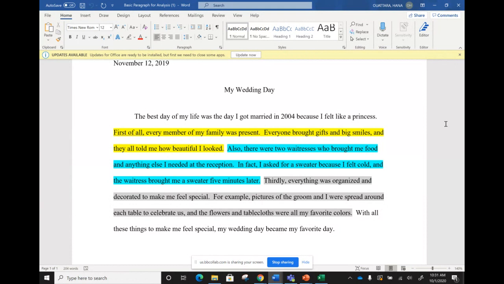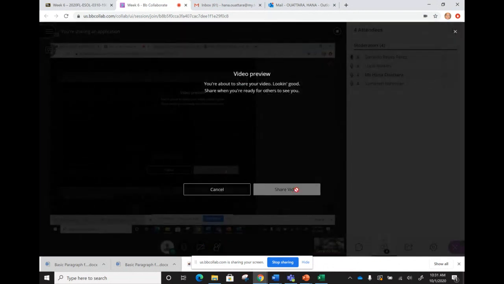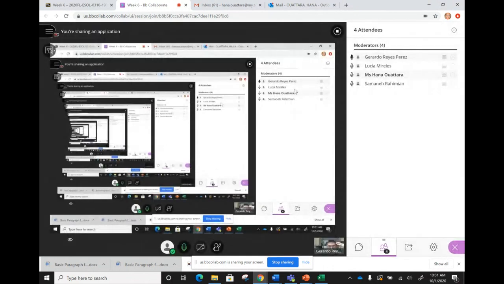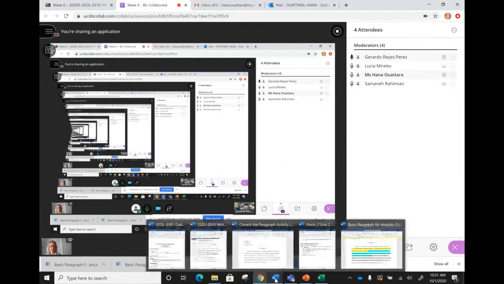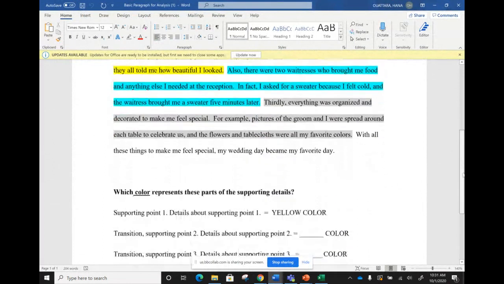We just have to identify what words are transition words, and that's it. Yes, I think so, because we have one, two, and three. For the first one, in the yellow one, I think it's "first." Sammy, is that your name? Yes, I'm Sammy. For the blue one, I think it's "also." And for the gray, I think it's "thirdly," right? In blue it's "also" and "in fact."